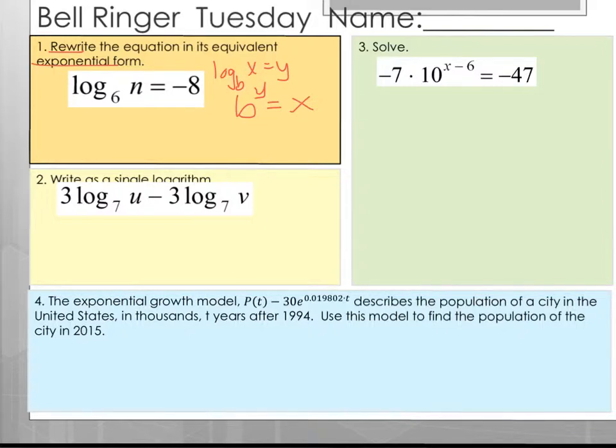So comparing this to our log equation, we know our base is going to be 6, our exponent's going to be -8, and that is going to be equal to n.